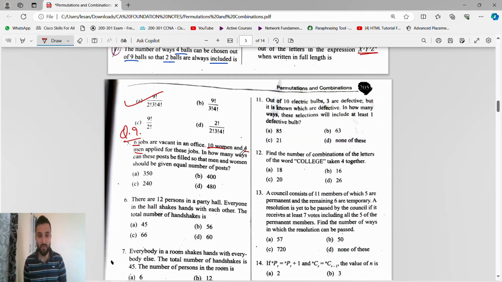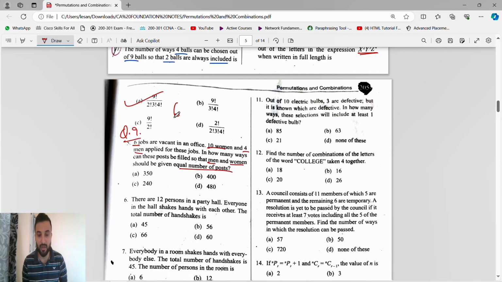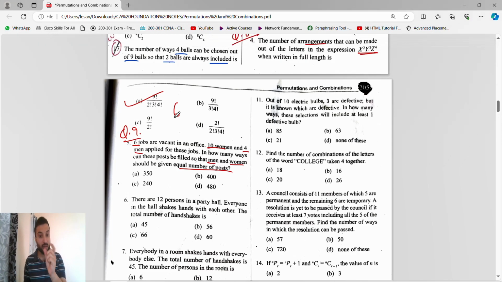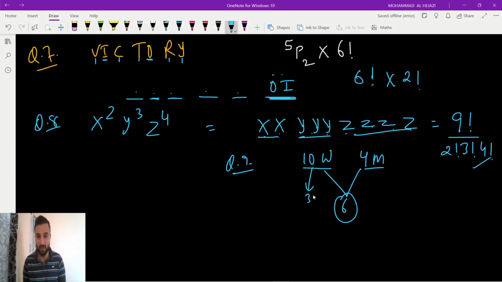In how many ways can these posts be filled so that men and women should be given an equal number of posts? See that 6 jobs are available and we have to fill them like that, so that men and women will get an equal number of posts. Equal number of posts means 3 for the men, 3 for the women, right? So from 10 women we have to select 3 women, and from the 4 men we have to select 3 men. So that's why each will get an equal number of posts. 3 plus 3, 6. So what we have to do? We have to do a selection.